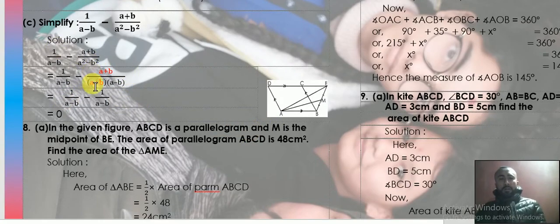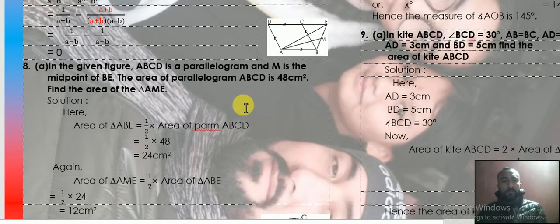Now regarding question number 7c, here you can see its denominator is in the form of a squared minus b squared, so it can be written as (a plus b) multiplied by (a minus b). A plus b has cancelled a plus b, the remaining one is 1 by a minus b. Now if you subtract the same term from the same term, you get 0, so your answer is 0. Now let's move on to question number 8a.